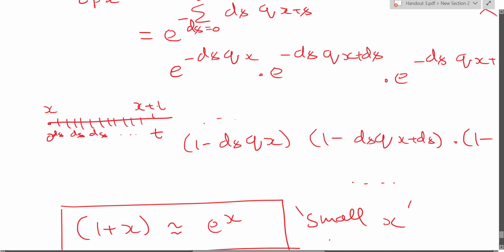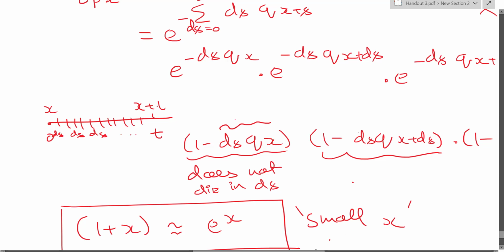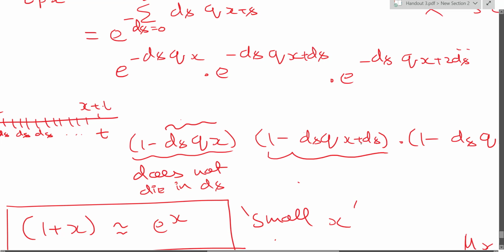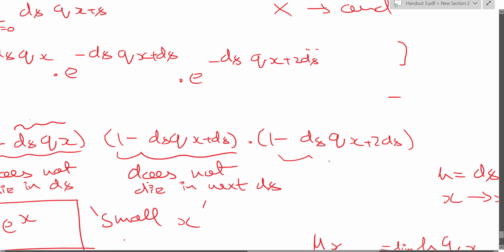Firstly, this person is aged x, and this is the probability that he dies in the next very small period of time, that is ds. When I'm taking 1 minus this, it means the probability that he does not die in a small period of time ds at age x. Then you're talking about the immediately next moment of time. Once he does not die here, he survives to be of the age x plus ds, then he does not die in the next ds years. Further, he does not die in the next ds years.